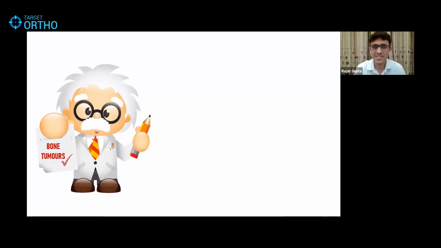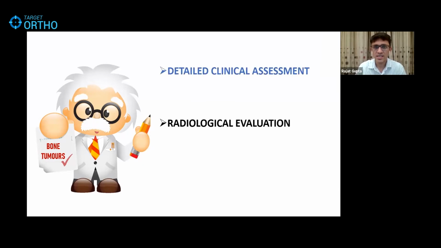We must realize that the diagnosis of a bone tumor rests on three things. First, it's the detailed clinical assessment, which includes both the history as well as the examination of the patient. Secondly, it includes the radiological evaluation. You must have read many histopathology reports that say "advise clinical radiological correlation." And last but not the least, it's the histopathological confirmation, which is the biopsy.